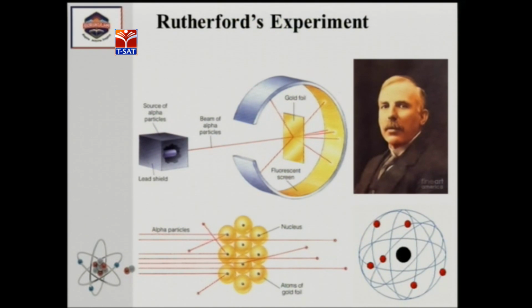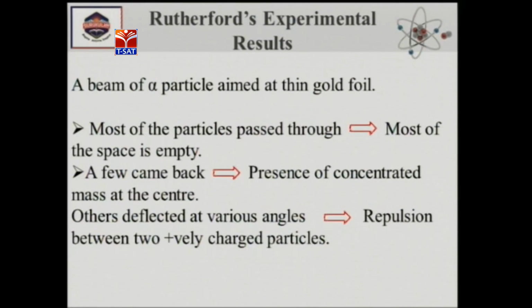And second, if they are bouncing back with 180 degrees, it is because concentrated mass is present at the center. This is nothing but the nucleus. In the nucleus the protons and neutrons are present, so there is no space inside the nucleus. Then how would the alpha particle pass? That's why they are bouncing back with 180 degrees.